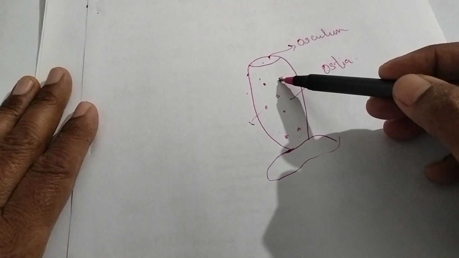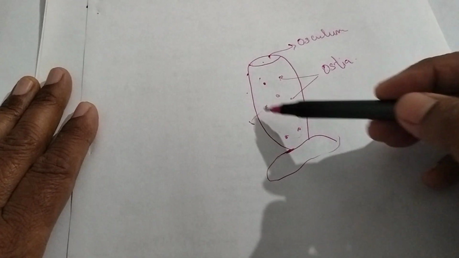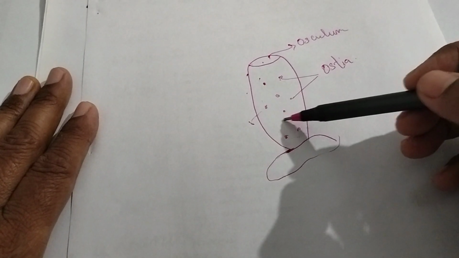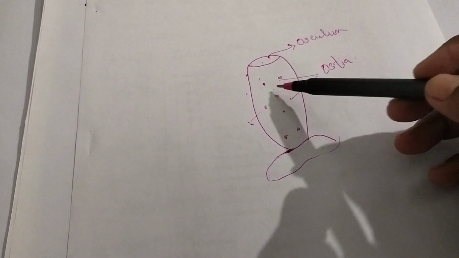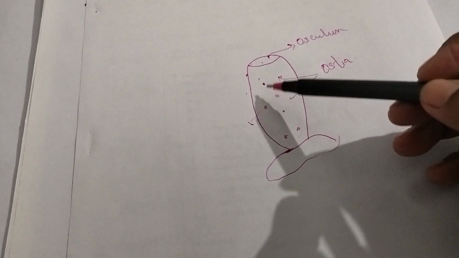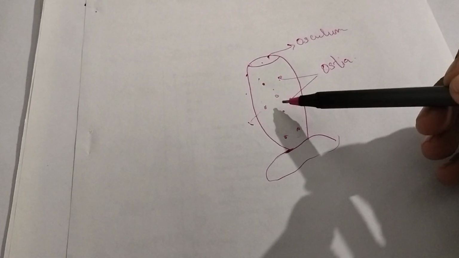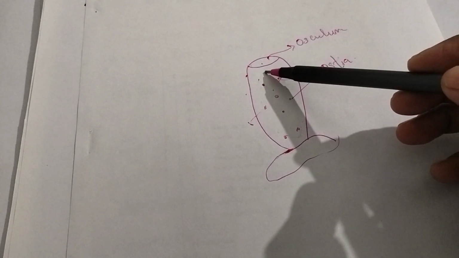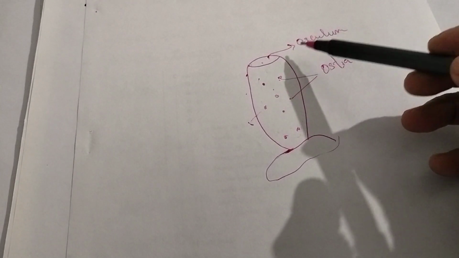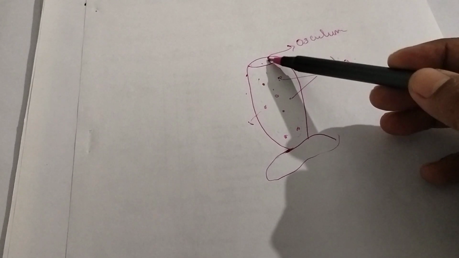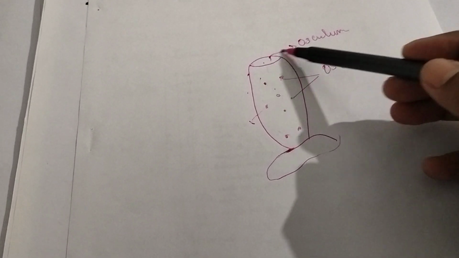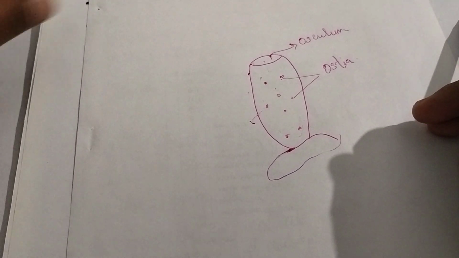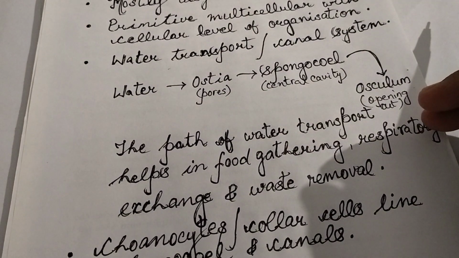Water enters through ostia, goes to the spongocele, and is transported throughout the body. It gives food to the different cells of the body, helps in the exchange of gases, respiration, and the waste material collected from the whole body is then moved out of the animal body through the opening called osculum. Alright. This is the water transport system in poriferans.